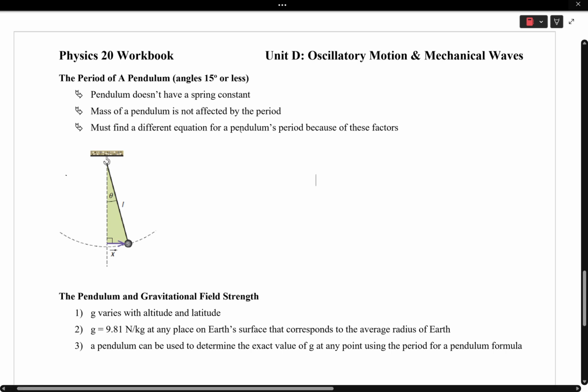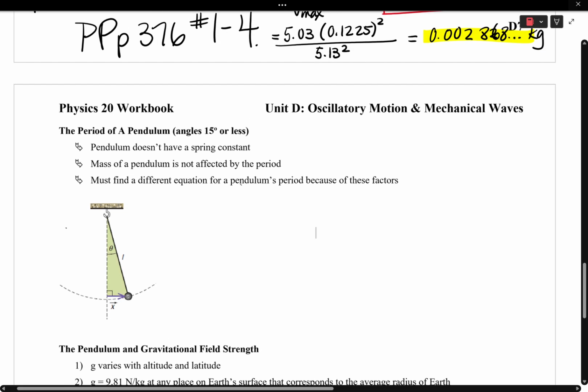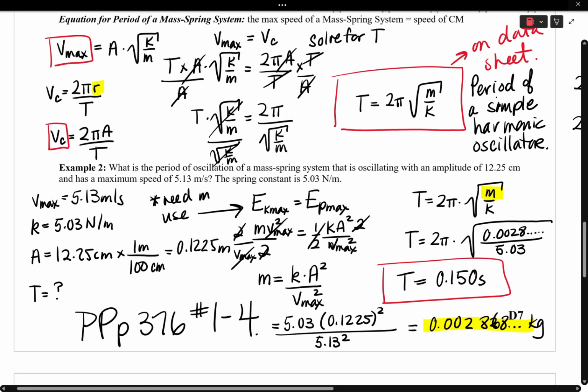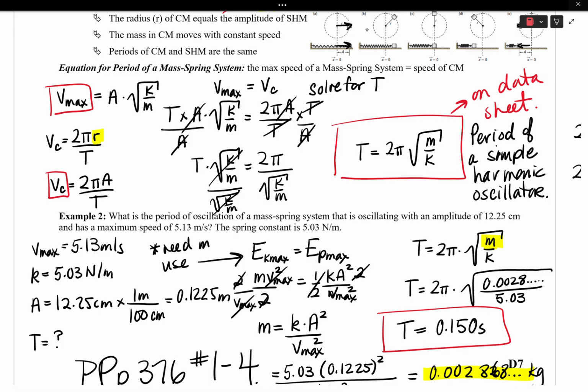Today we're going to continue on with our simple harmonic motion. Yesterday we looked at the equation for a period of a mass spring system, and we came up with this equation here, T equals 2 pi times the square root of m over k.